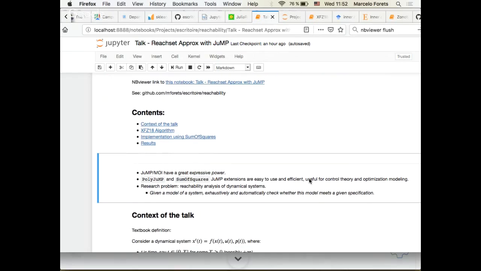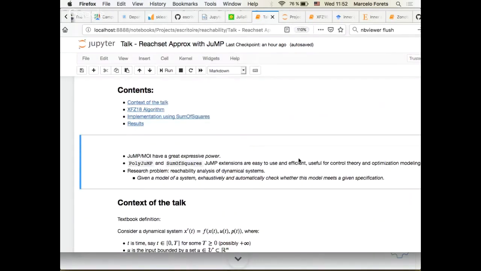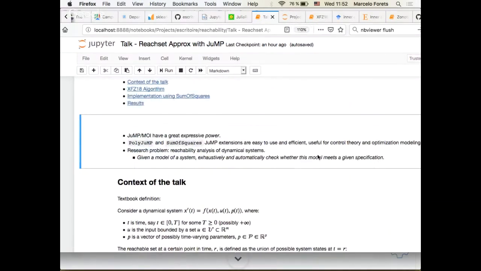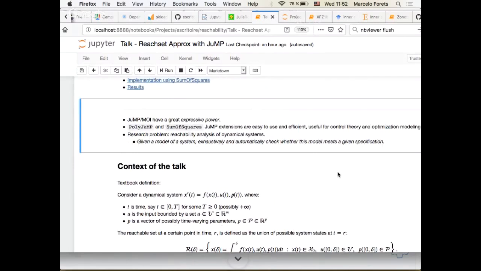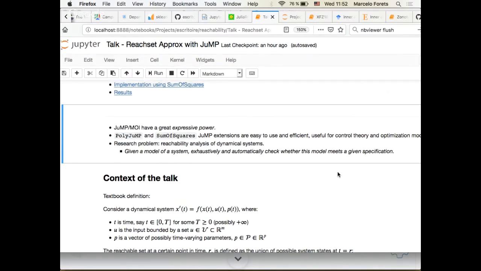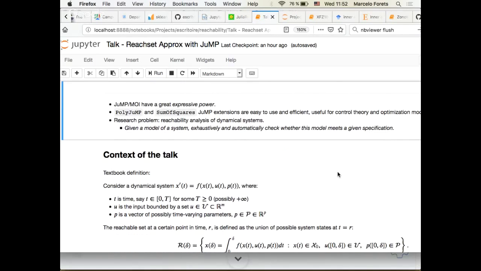I would like to convey that JuMP and MathOptInterface have a great expressive power and allow you to formulate optimization problems in control efficiently, with a low model overhead for the creation of a model. So our proposal today is, given a model of a system, to exhaustively and automatically check whether the model satisfies some criterion for safety. And this is the purpose of reachability analysis.